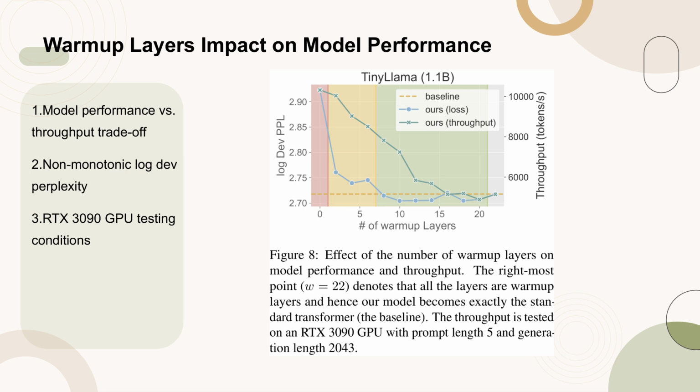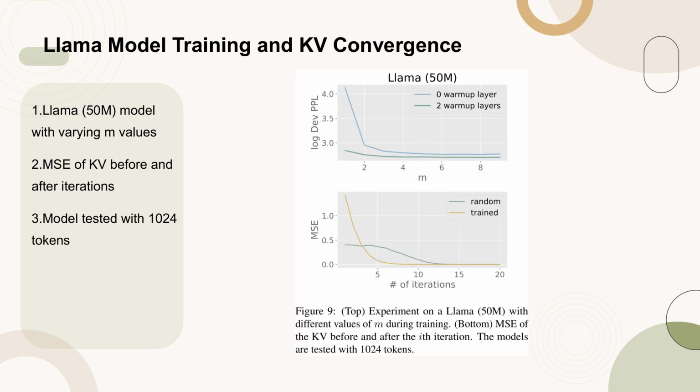Figure 9 presents an experiment on a Llama 50M model with different values of M during training. The top part of the figure shows the model's performance with varying M values, while the bottom part displays the mean squared error, MSE, of the key-value, KV, pairs before and after each iteration. The models were tested with 1024 tokens, demonstrating the convergence behavior of the KV pairs during training.